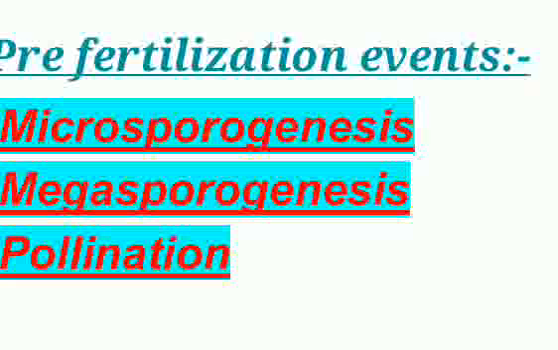And we have classified the pre-fertilization events into 3 steps: the microsporogenesis, which is the development of the male gametophyte, then the megasporogenesis, development of the female gametophyte, and pollination, that is the transfer of the pollen from anther to the stigma. In the last topic, we discussed in detail about the microsporogenesis, and today we shall be starting with the megasporogenesis.